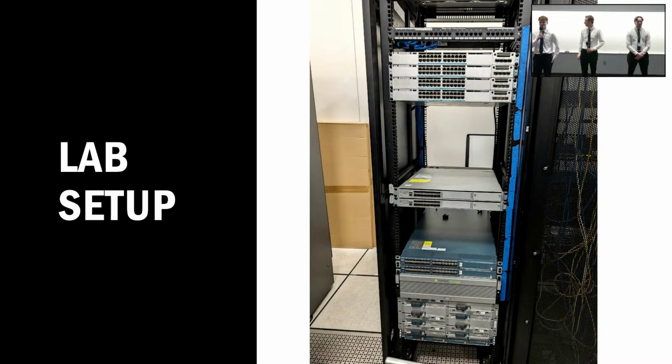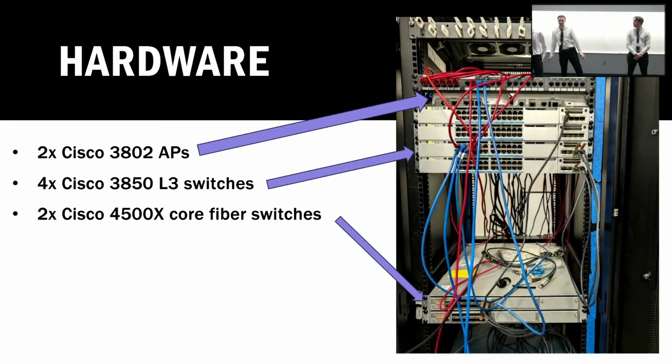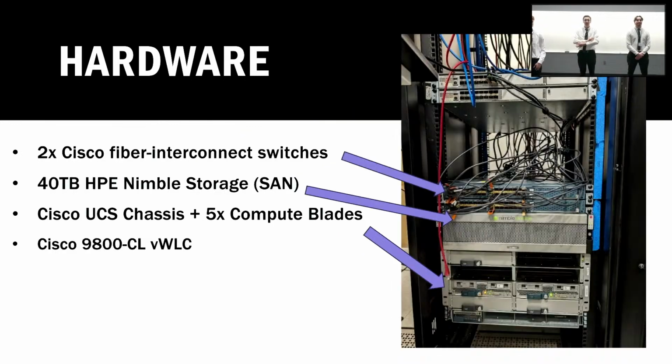So this is the lab setup we had for our new network. We are using 2 Cisco 3802 access points. We are using 4 layer 3 3850 switches along with 2 4500X core switches. We are also using 2 Cisco Fabric Interconnect switches as well as 40 terabytes of Nimble storage for our storage area network. We are also using a Cisco UCS chassis that has 5 compute blades along with a Cisco 9800 wireless controller.